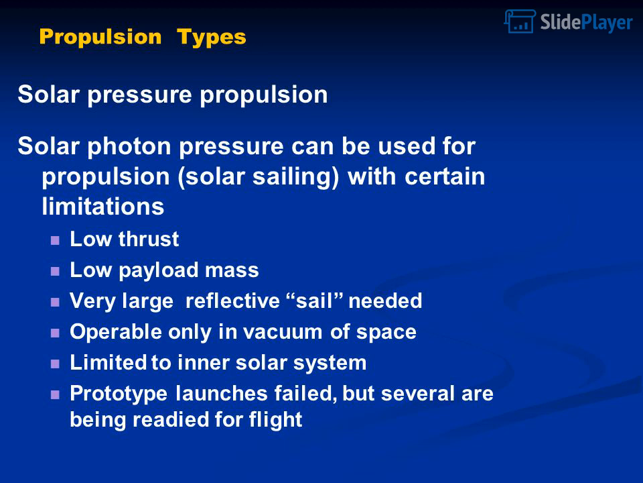Propulsion types. Solar pressure propulsion. Solar photon pressure can be used for propulsion, solar sailing, with certain limitations. Low thrust. Low payload mass. Very large reflective sail needed. Operable only in vacuum of space. Limited to inner solar system. Prototype launches failed, but several are being readied for flight.